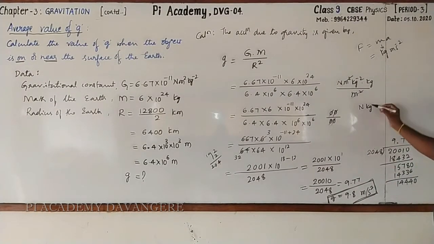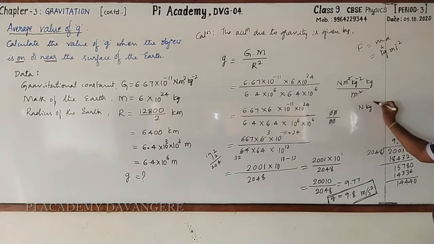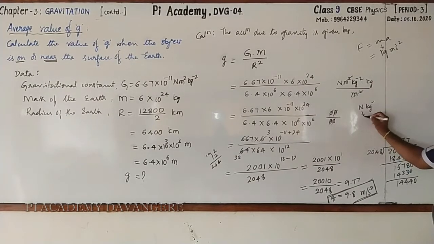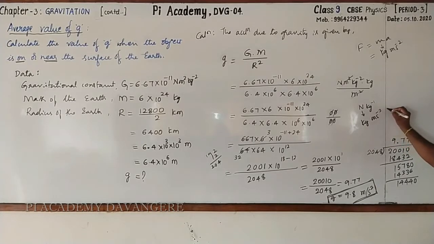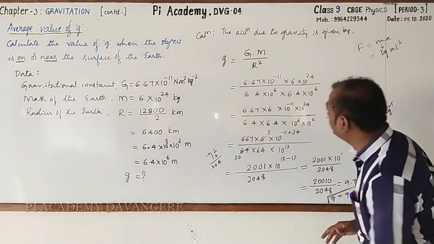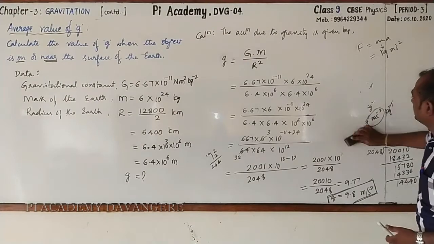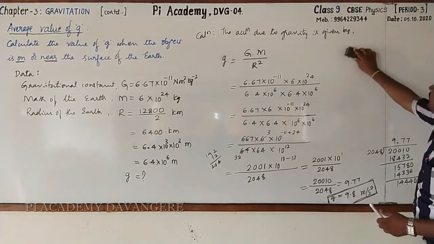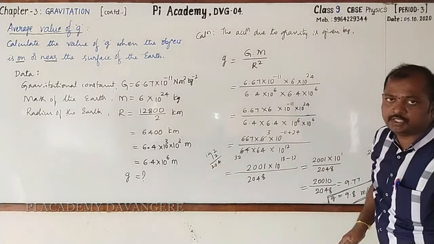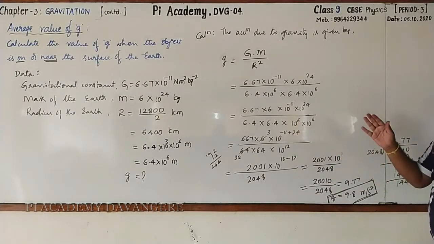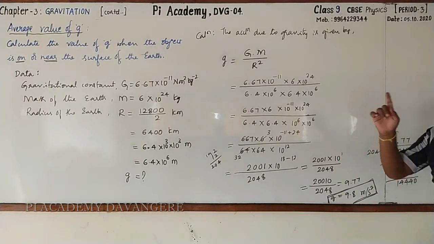Just once I tell you the unit. Look here, kg to the power minus 1 will remain, and Newton is nothing but kg meter per second square, and this is kg to the power minus 1. These two get cancelled, only meter per second square will remain. Followed? Yes. Now I will explain how the value of g changes as the position of the object changes on the surface of the earth.